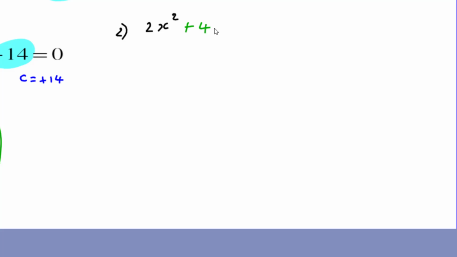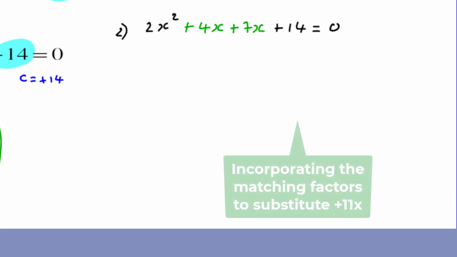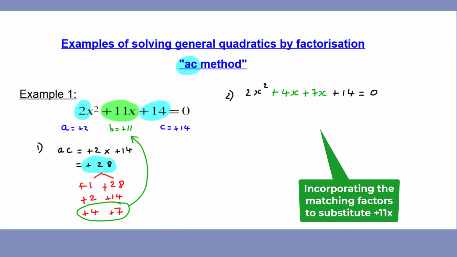Now we're going to associate those factors to x and incorporate them into our quadratic equation. So the quadratic equation can be written now as 2x squared plus 4x plus 7x instead of the 11x. The matching factors, 4x and plus 7x, have been incorporated in our quadratic to substitute the value of 11x, so we can start the factorization process.